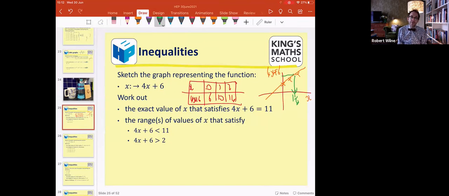And then we can start to think about the range of values that give us the inequality, less than 11, say, or greater than 2, say. My experience is that by talking about functions, you make it clear right from the start that there are lots of possible values of x going into the expression, generating lots of possible values coming out, and therefore we want to find lots of values of x, all of which give an output of less than 11.